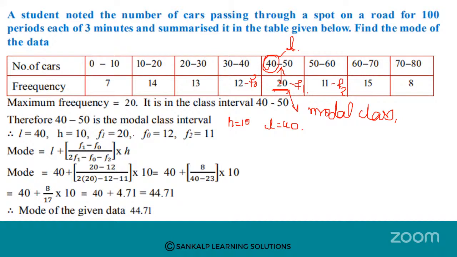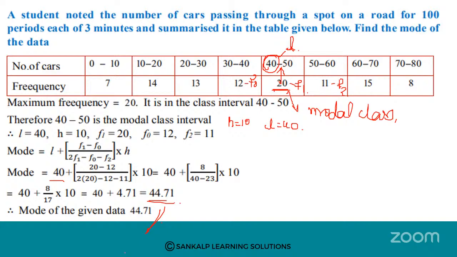By substituting all these values in the formula, we get L is 40 plus (20 minus 12) divided by (2 into 20 minus 12 minus 11), into 10. 20 minus 12 is 8. 2 twenties are 40, minus 12 minus 11, that is 23. So 8 divided by 40 minus 23, that is 17, into 10. So 40 plus 4.71 is 44.71. The mode of the given data is 44.71.